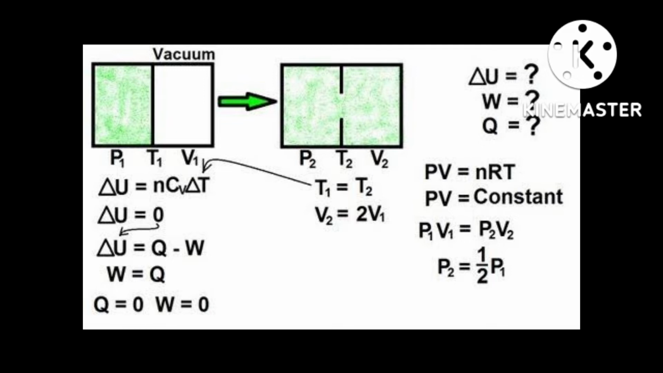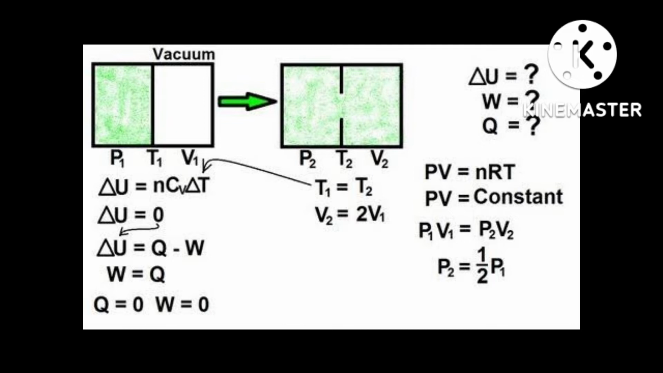Then delta U, the change in internal energy, is equal to Q plus W. Now for work, you can write pressure into change in volume in the place of W. Then delta U will become Q minus P into delta V, because W is equal to minus P into delta V. And P into delta V is actually the work done.